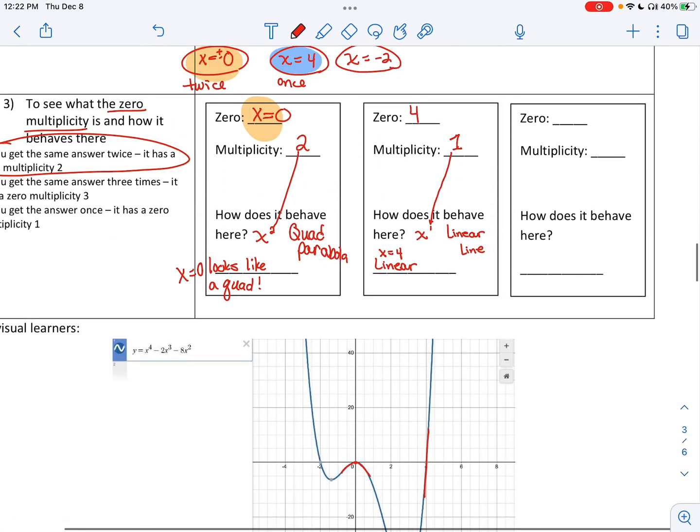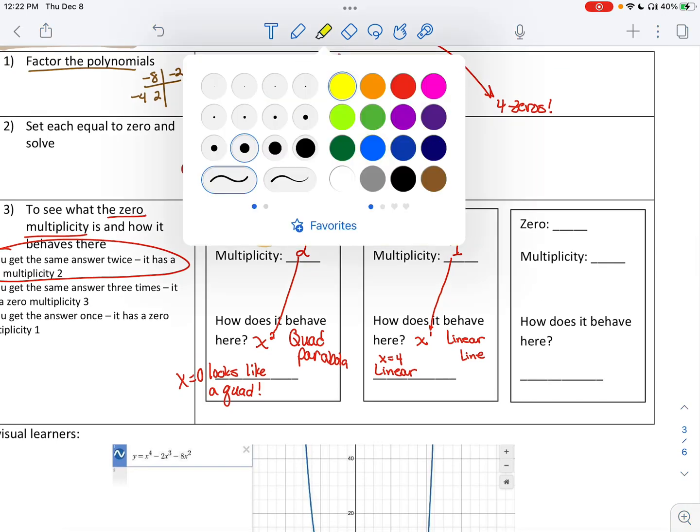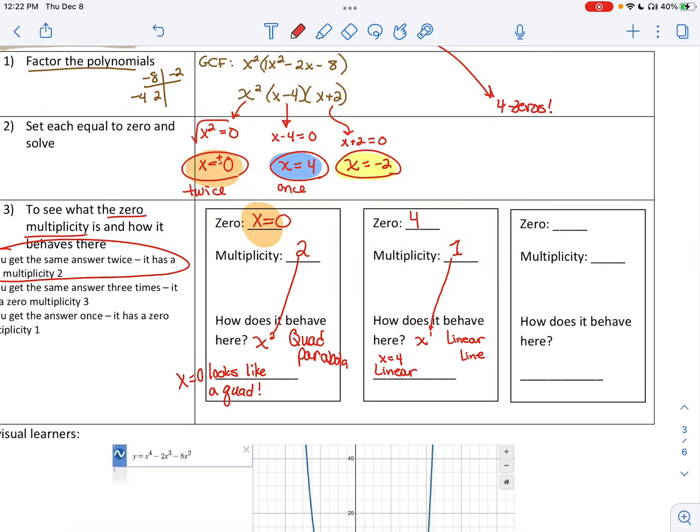And last, we got x equals -2. I wonder what color you guys want me to use at home. Probably yellow is what you were thinking. So I have my 0 of -2. How many times did that happen? Just once. So its multiplicity is 1. Sorry, that's a really messy one.